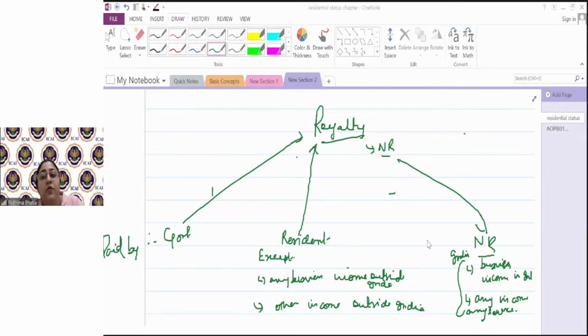Yes, you have to see the purpose. In the case of interest, you have to see the purpose of the loan, and in the case of royalty also, you have to see where it is getting used. I'm not talking about the income generated by that particular resident or that particular non-resident or by the government of India. I'm talking about the income which is generated for the purpose of whatever is the usage for which that royalty or that interest is paid.